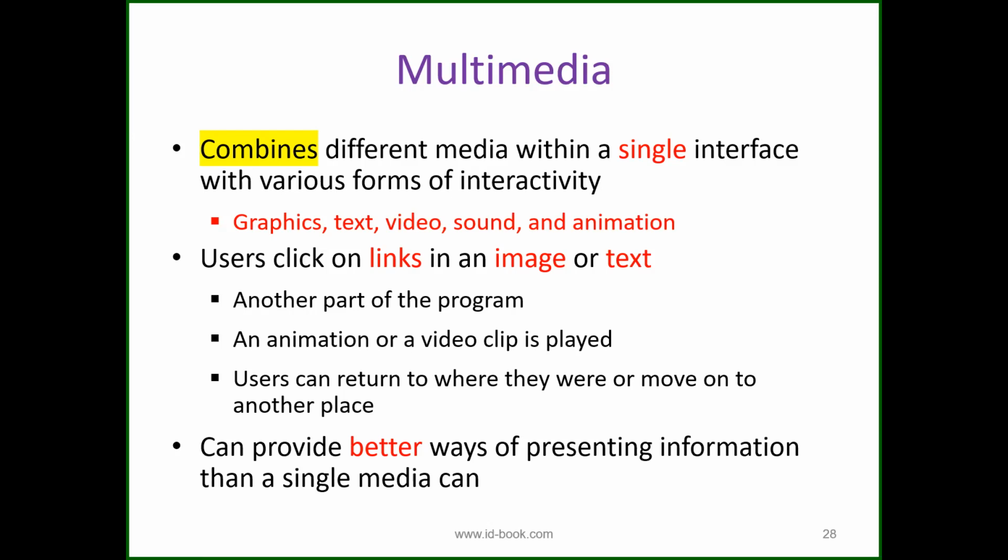Similarly, while creating an interface, we can use more than one media at the same time. For example, if it is a simple click, the user can be provided with an image as a link. When he clicks on the image, he might go to another part of the program, or start an animation or a video clip, or return to where they were, or move on to the next place. Similarly, if we have a text link, we click on the text and we go to another part of the program, or do some other work, or go back from where we came.